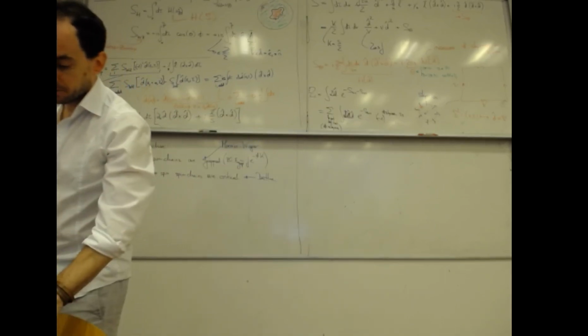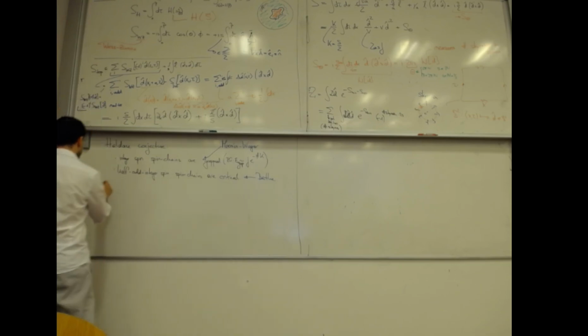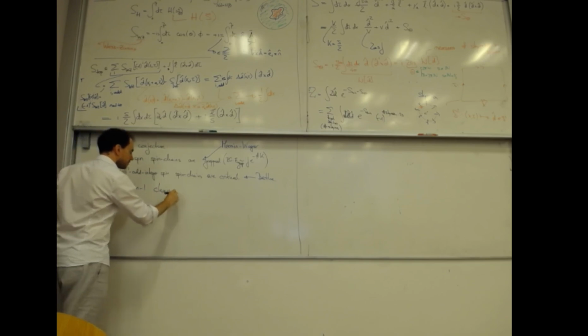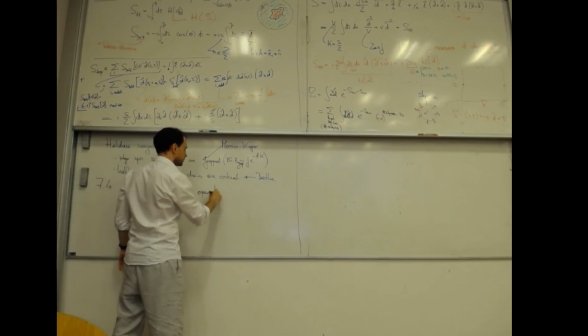Now we take open boundary conditions. Let's take a spin 1 chain with open boundary conditions.